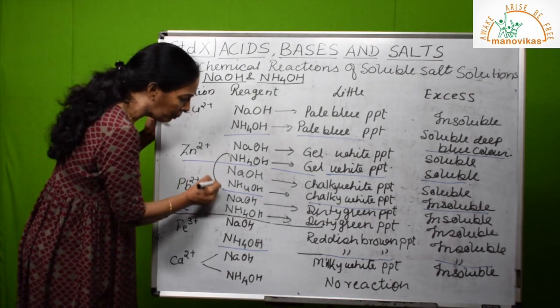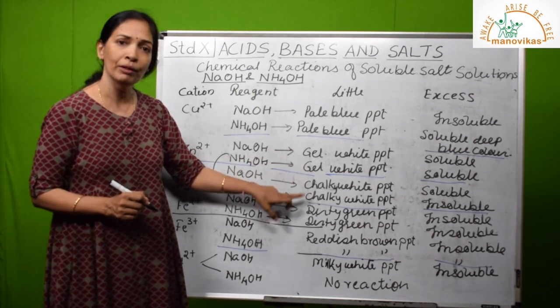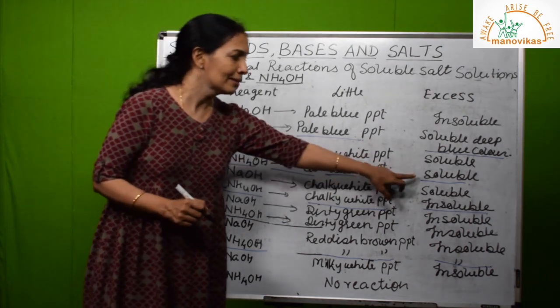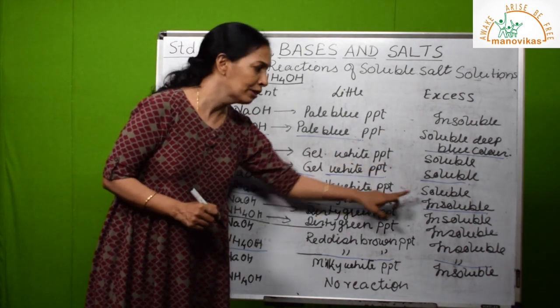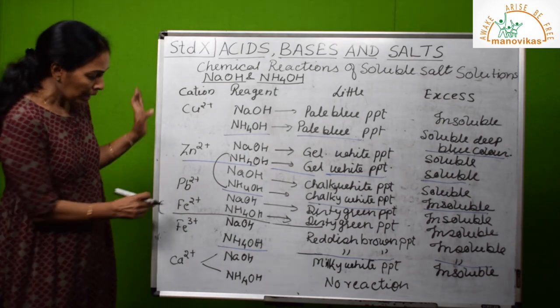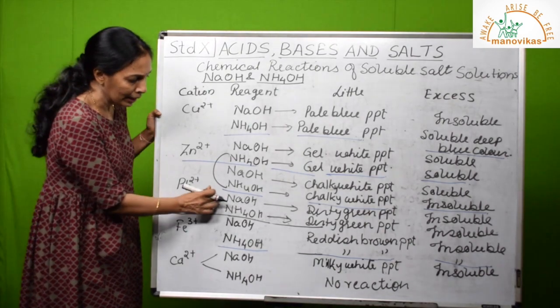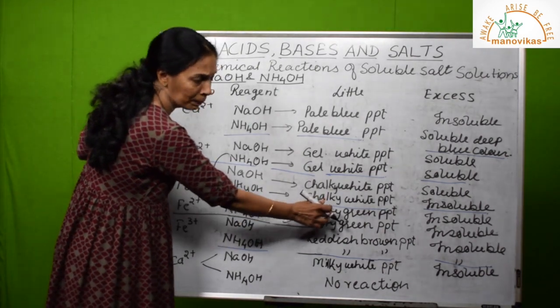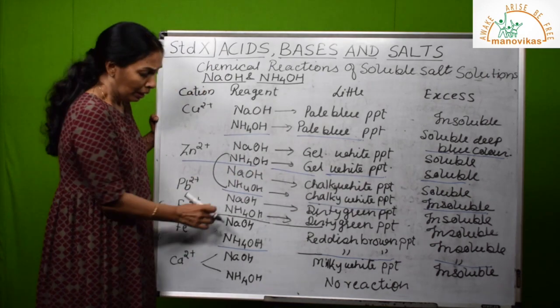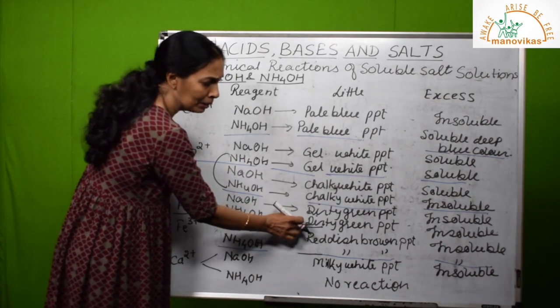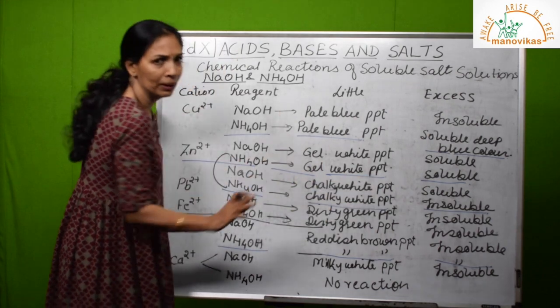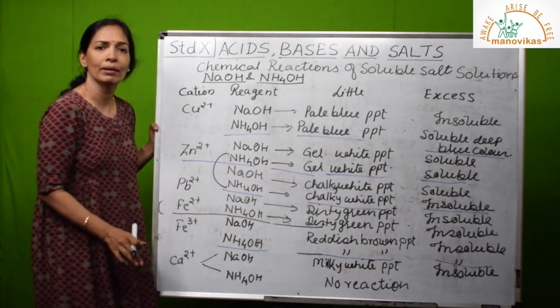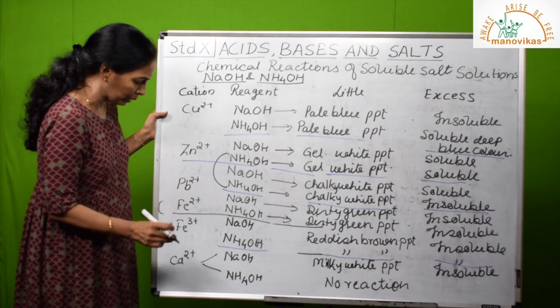You can use ammonium hydroxide. With a little, both will give a white precipitate, but in excess the zinc precipitate will dissolve and lead will not dissolve. Then comes Fe2+, ferrous ion. NaOH gives a little dirty green precipitate, insoluble in excess. NH4OH also gives a dirty green precipitate with a little, insoluble in excess. In both cases, the same manner, it will give a precipitate which will be insoluble.